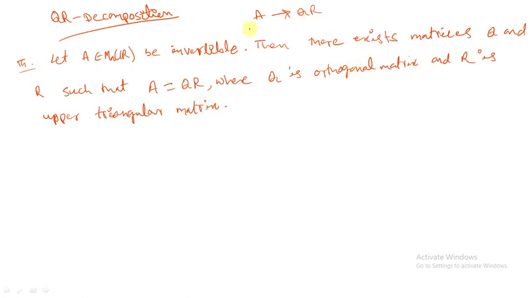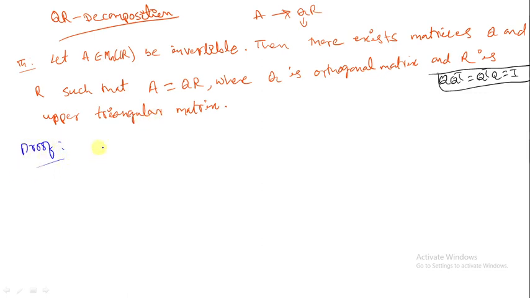Now let's see how to factorize this. Q is orthogonal and R is upper triangular. A is the given matrix. Already you know an orthogonal matrix means Q transpose Q equals identity, and upper triangular means the elements below the diagonal are 0. Here A is an invertible matrix. We prove it as follows.